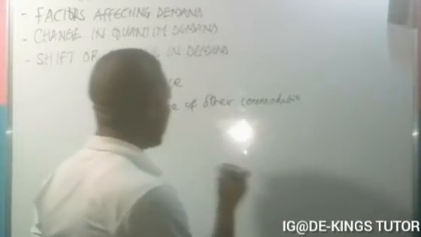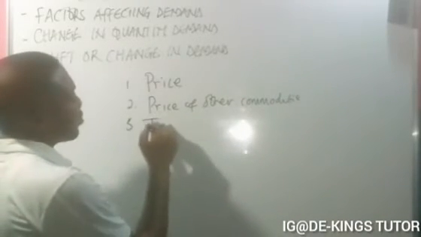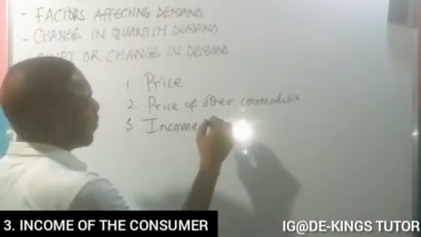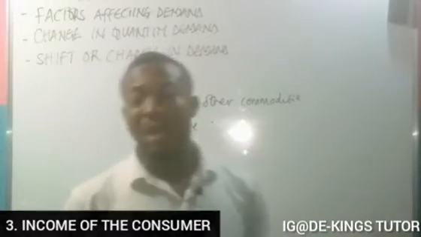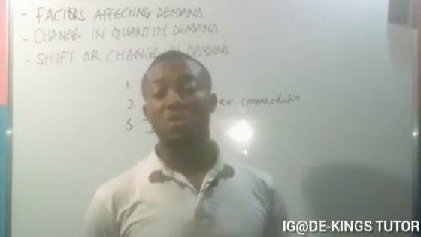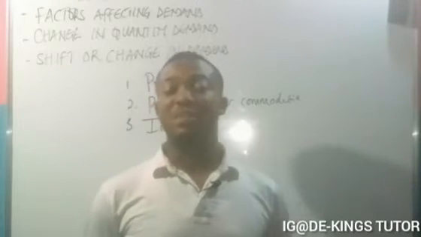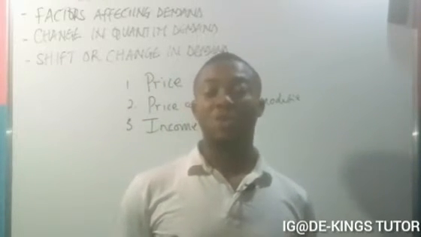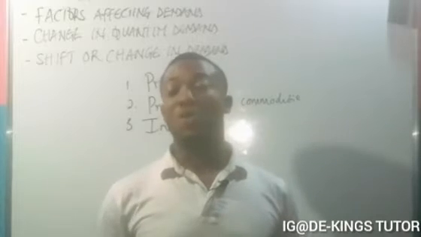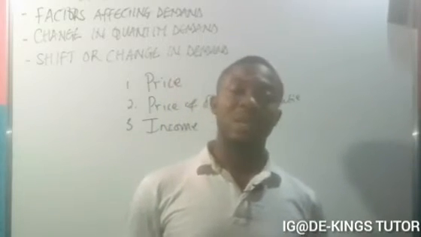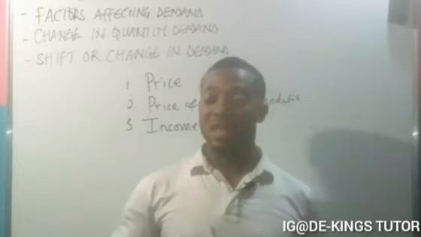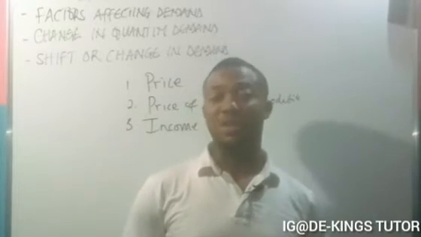The next one is the income of the consumer. The income of the consumer stands as one of the factors that affect demand. If the income of the consumer increases, they may also increase their purchase. But if it comes down, if it reduces, they can also reduce their purchase.